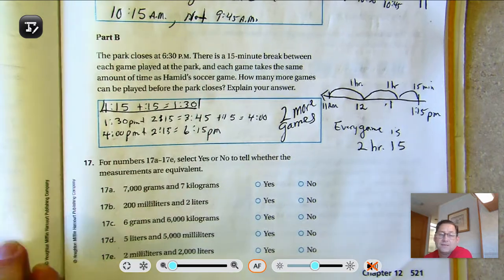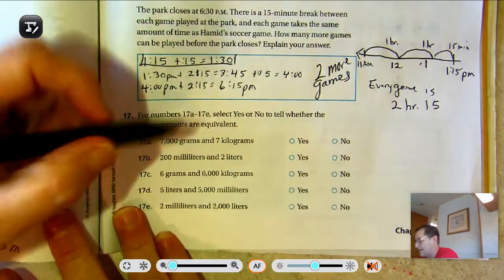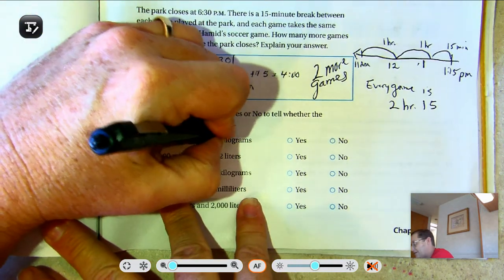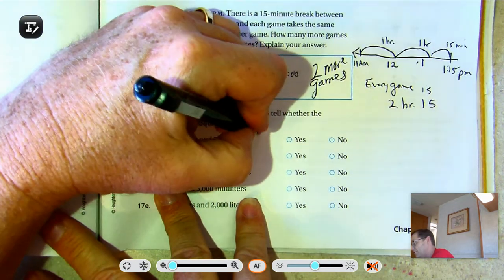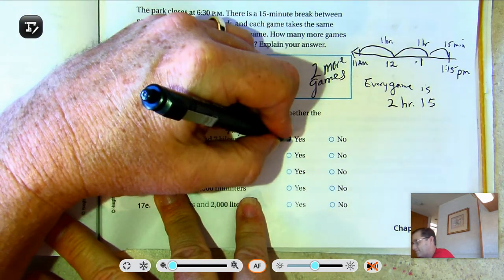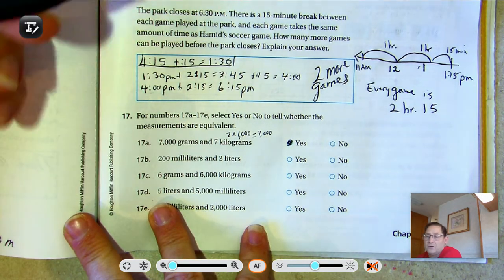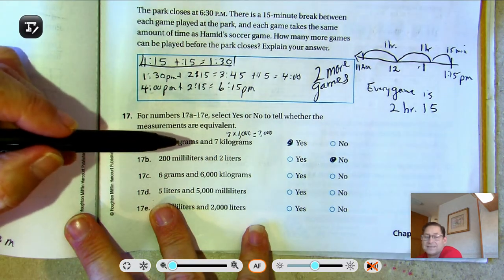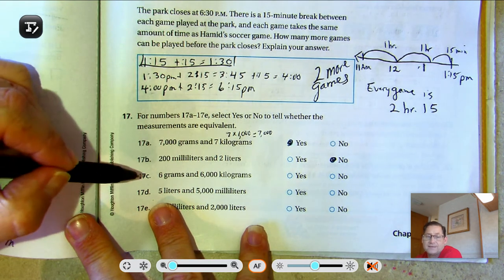17. Tell yes or no to tell whether the measurements are equivalent. 7,000 grams, 7 kilograms. 7 kilograms is 7 times 1,000 grams, so that is 7,000 grams. Yes. 200 milliliters and 2 liters. No, that's not going to be right because 1 liter has 1,000 milliliters. So there's no way that can be right.